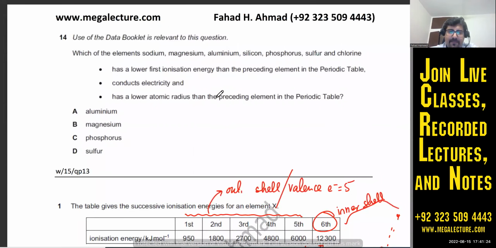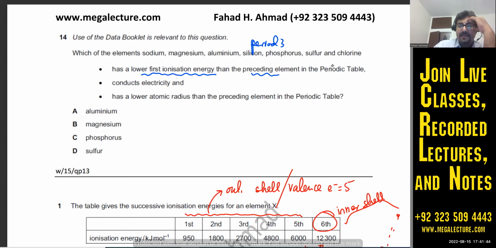Achha, so this one. Which of the elements sodium, magnesium, aluminum? So this is pH3, the entire pH3. So he's saying, has a lower first ionization energy than the preceding element in the periodic table. Preceding element, it should be lower than the preceding element. Now this is across the period, right? So this is group 1, 2, 3, 4, 5, 6, 7, and 8, right? This is how it's going to look like. Or sodium se pehle kaun hota hai? Sodium se pehle, I guess it's neon. So neon would be somewhere over here. Okay. So this is sodium.